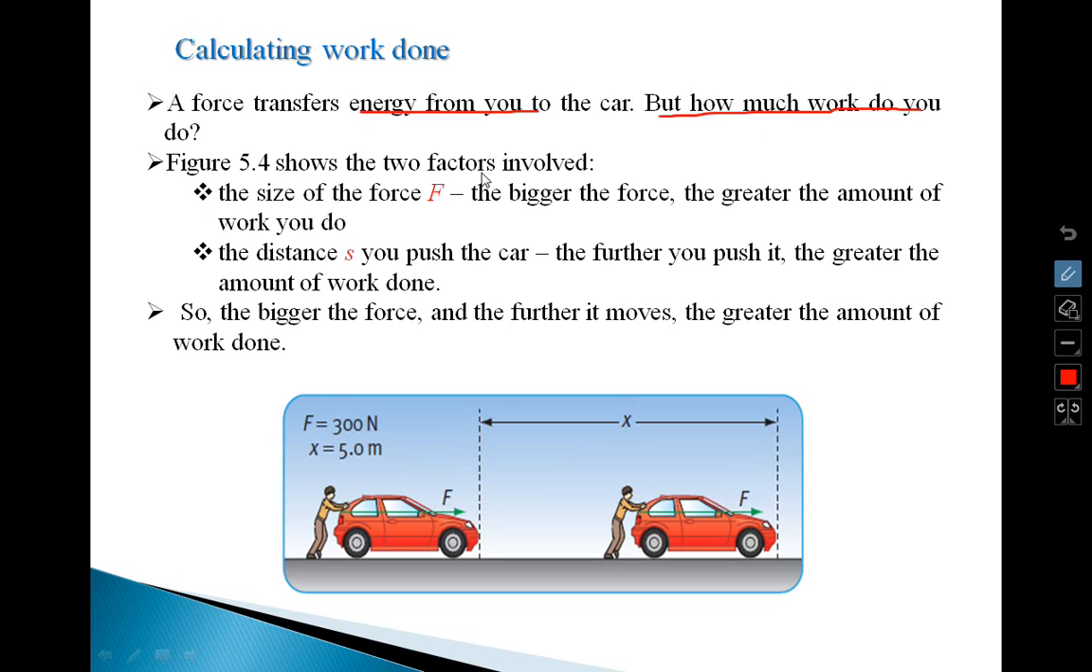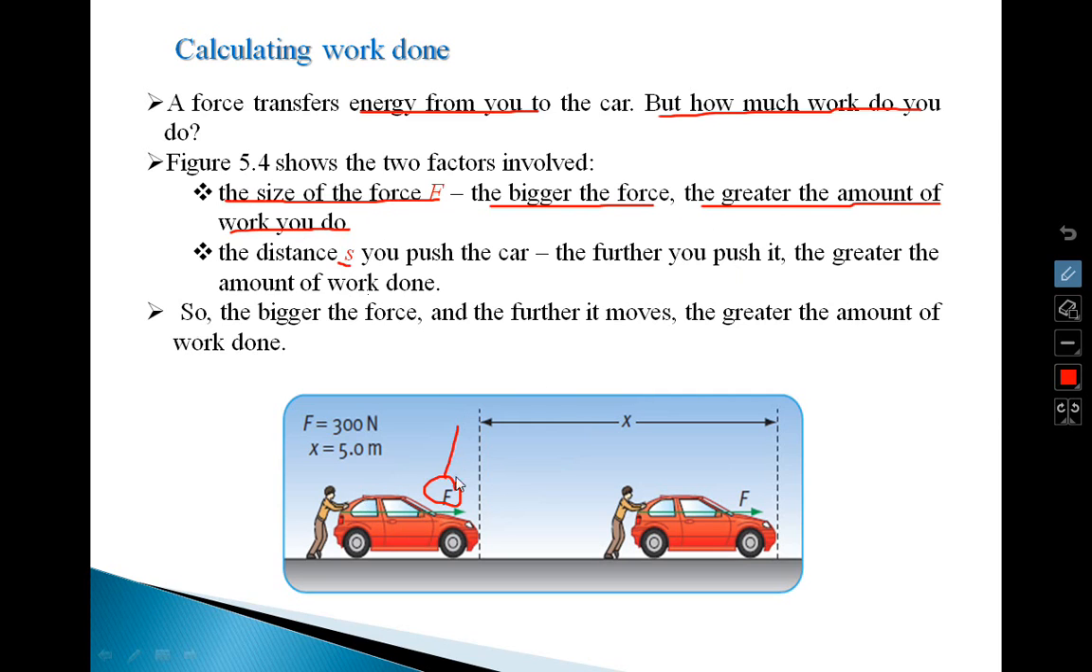This figure shows two factors involved. First, the size of the force, F, or the value of the force F. The bigger the force, the greater the amount of work you do. If the force is higher and higher, the amount of work you do is greater. There is a strong relation between the force you apply and the amount of work you do.